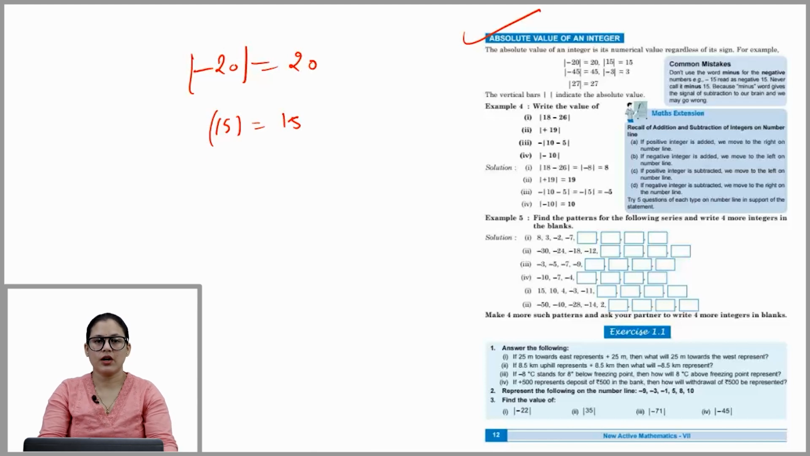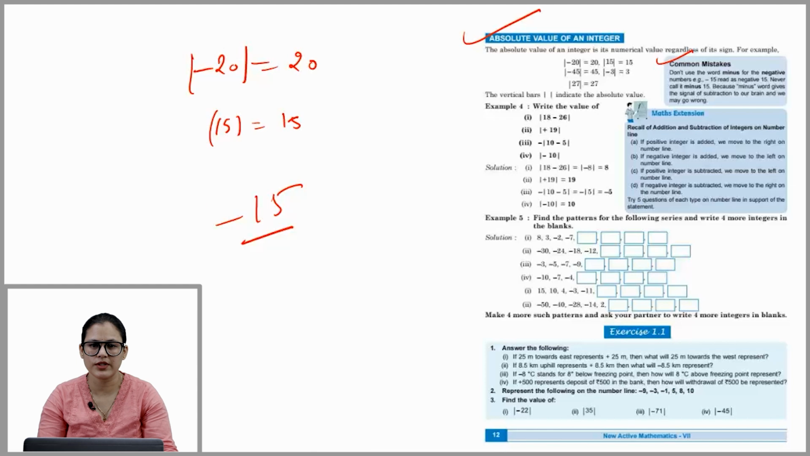Okay. Let's check out common mistakes. Don't use the word minus for negative numbers. For example, minus 15: read it as negative 15. Never call it minus 15, because the word minus gives the signal of subtraction to our brain and we may go wrong.